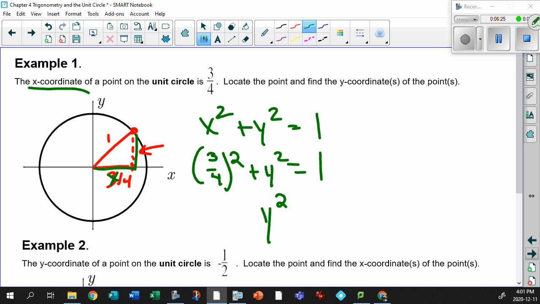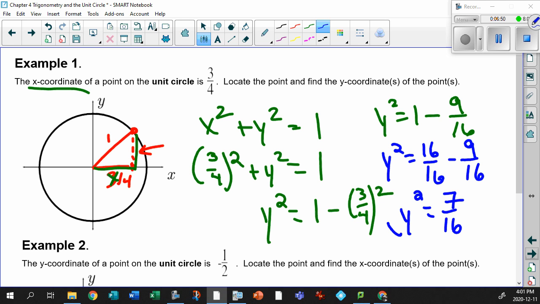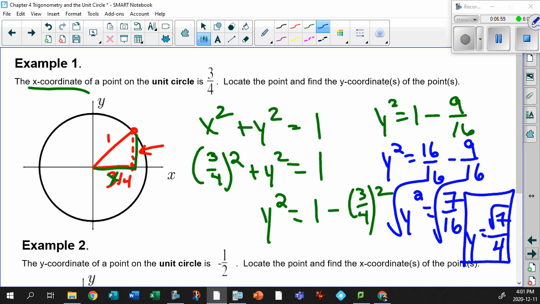Watch what we're going to do. We're going to take y squared equals 1 minus 3/4 squared. Well, that's easy. So y squared works out to be 1 minus 9/16. Now, think about this. What's 1 in terms of a common denominator? That's going to be 16/16 minus 9/16. Y squared works out to be 7/16, right? Square root, y works out to be root 7/4. There's your coordinate.